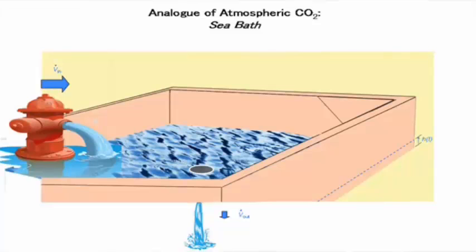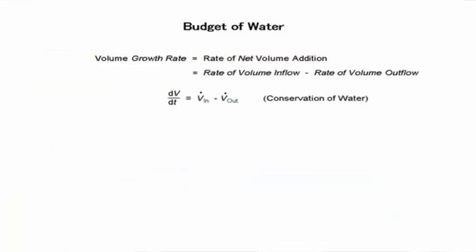Now, the rate of outflow is proportional to the bottom pressure, which forces water through the drain. It, in turn, is proportional to the height, h, of the water column overhead. The deeper the water, the greater the bottom pressure, and the faster the water leaves through the drain. The conservation law can therefore be rearranged into the following form.